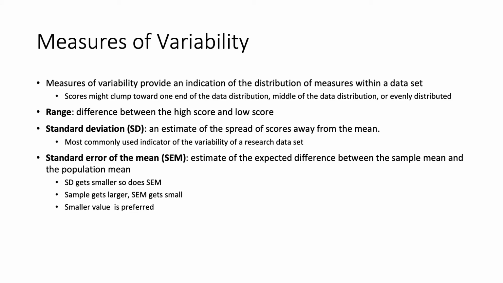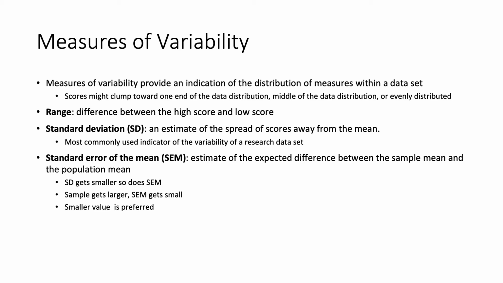The range is the difference between the high score and the low score, which is fairly straightforward. Another indicator of variability is the standard deviation. This is an estimate of the spread of scores away from the mean. Also, this is probably the most commonly used indicator of the variability of a research data set. The last one is the standard error of the mean, which is the estimate of the expected difference between the sample mean and the population mean.